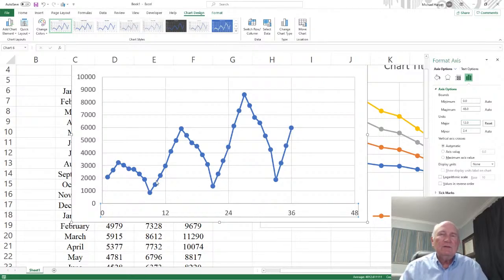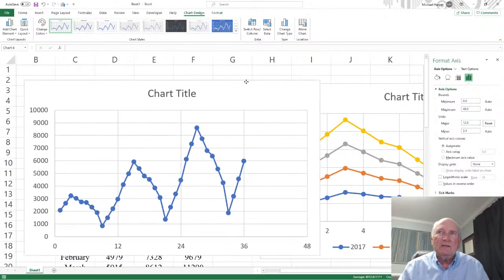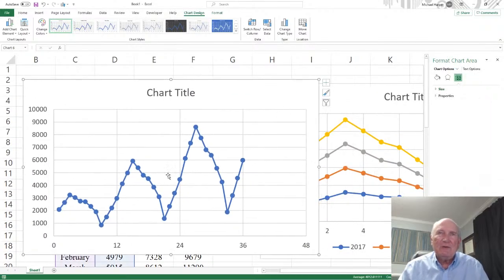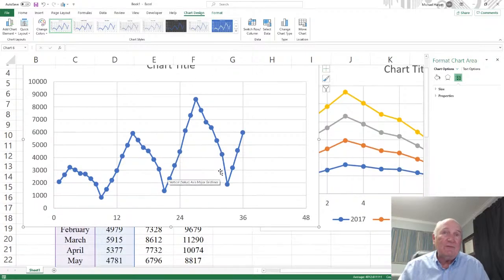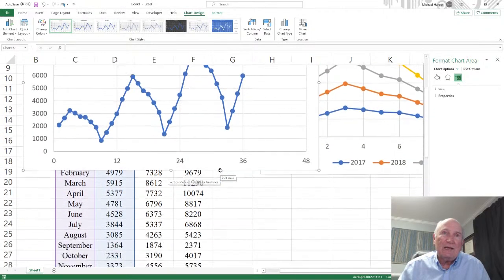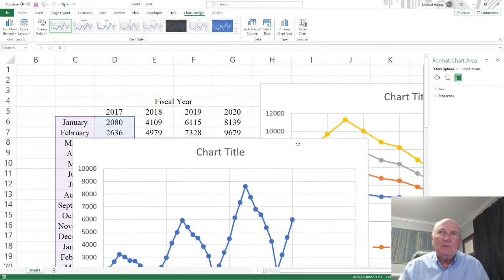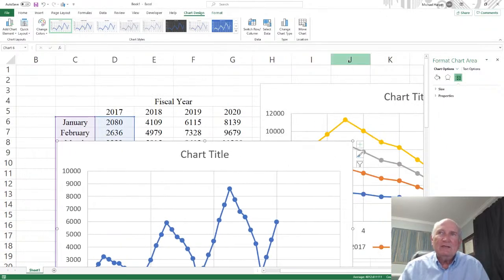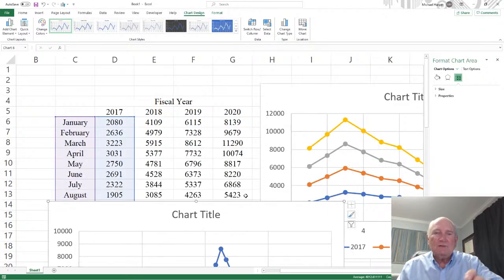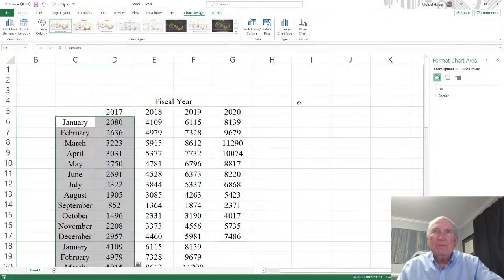Starts at 1 through 12, 24, 36. So we have a line plot if we want it. We have a stack plot and we have a line plot. So however you want to do it, whatever works for you. But then once you have it, let's move these out of the way. I'll just delete them. We can bring them back.